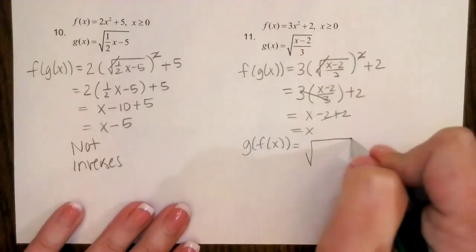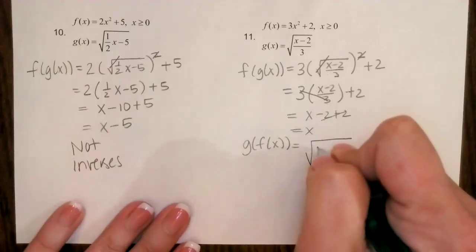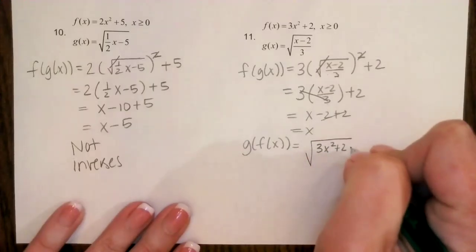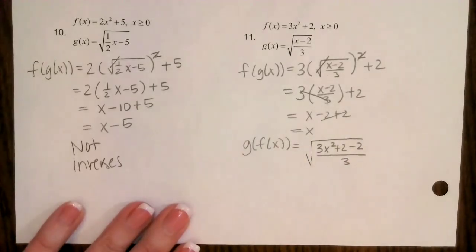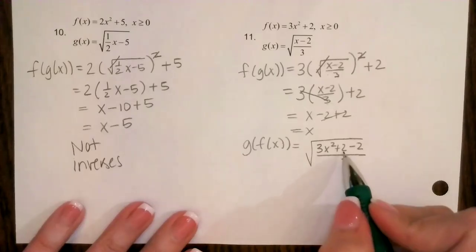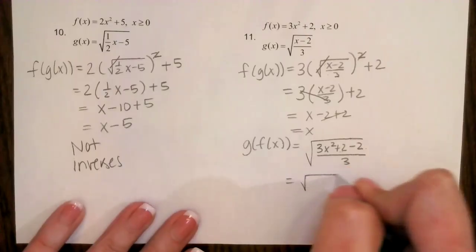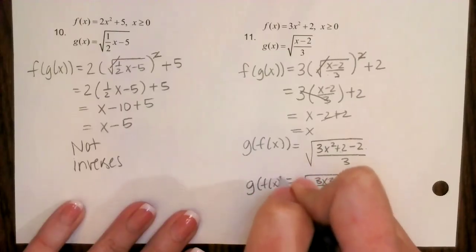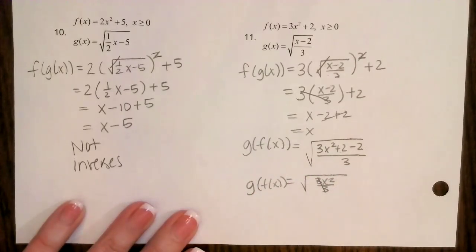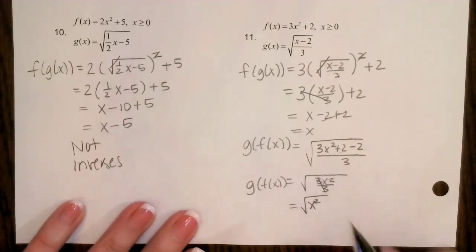So I'm going to go ahead and have the square root, and in the place of this x right here, I'm going to put my f of x function. So I get 3x squared plus 2 minus 2 all over 3. So now I'm ready to start simplifying. Plus 2 minus 2 is 0, so I can cancel those out. And so I get the square root of 3x squared over 3. Then the 3's cancel out because 3 divided by 3 is 1. And so I get the square root of x squared. And again, that cancels and we get x.